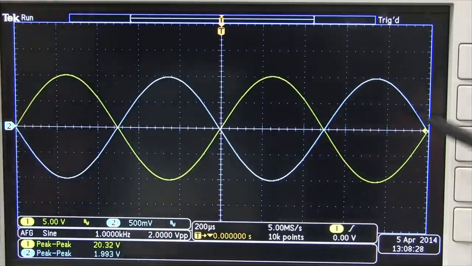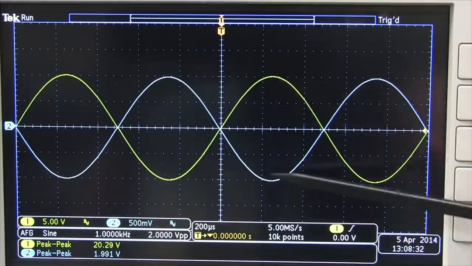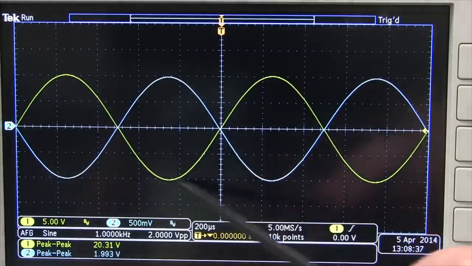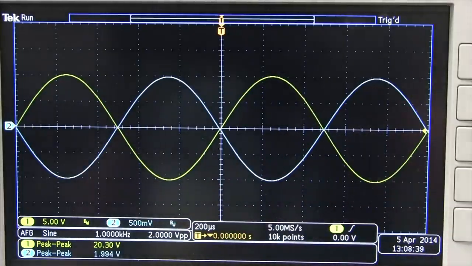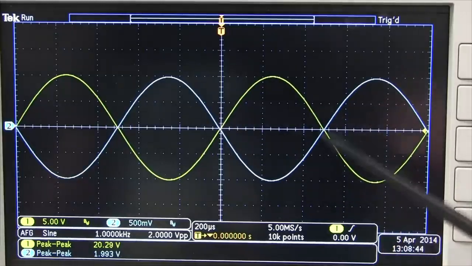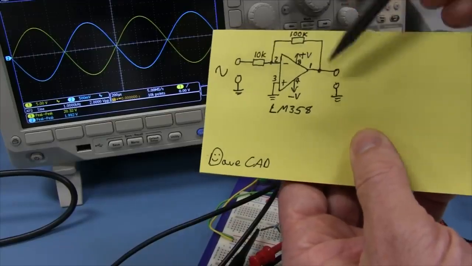And of course, the blue waveform there is the input. That's 500 millivolts per division. So we're getting our 2 volts peak to peak. And our output is 5 volts per division, which is the yellow waveform there. And look at that. Of course, because it's an inverting amplifier, the output is exactly 180 degrees out of phase. It's inverted. So at the moment, I'm probing the input and the output.